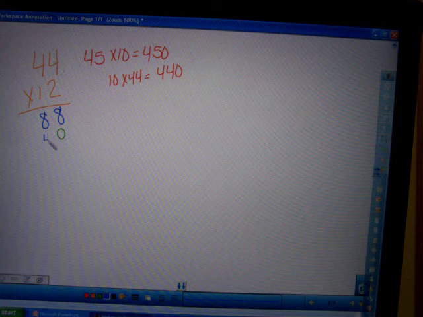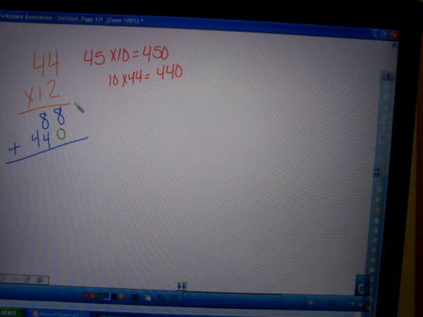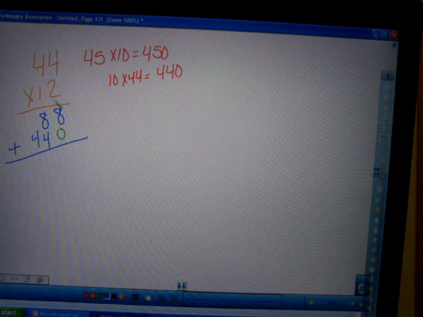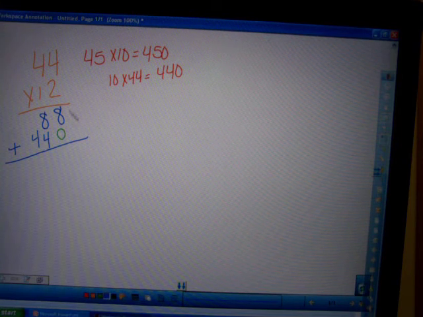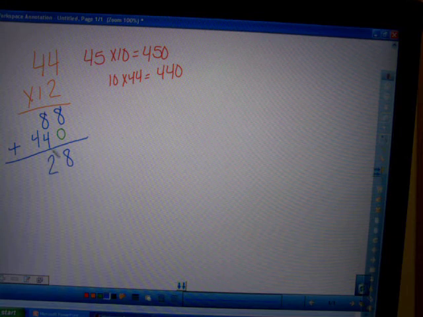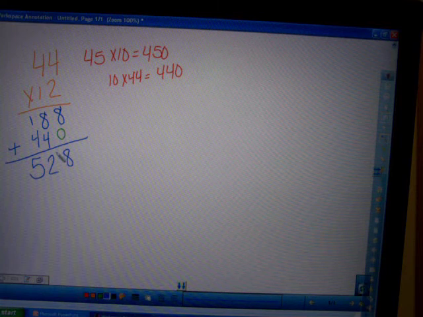So 1 times 4 is 4. 1 times 4 is 4. Notice that when I annex in a 0 and I multiply like I did with one-digit numbers, I get the 440. So hopefully you see that, get that number sense there, that that's what you're doing. And then afterwards, once I've multiplied 44 times 2 and 44 times 10, I need to add these two numbers together to see what I get for an actual amount, and I end up with 528.